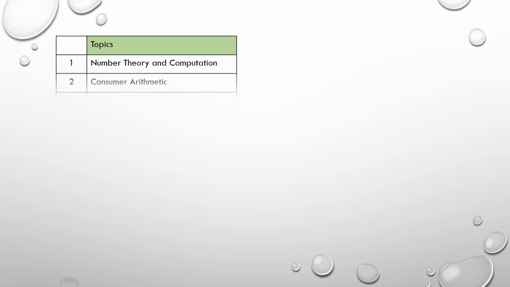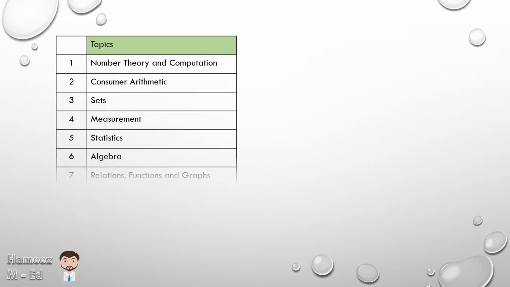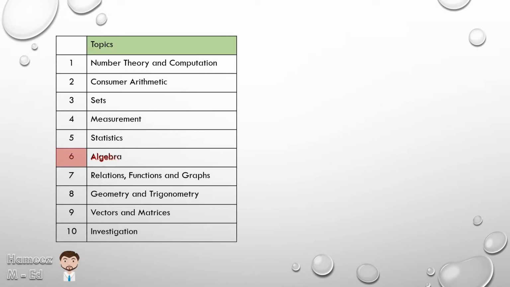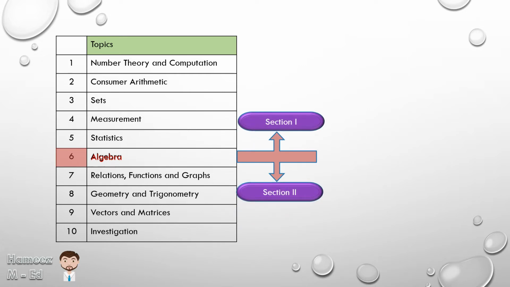Let's recall the 10 major topics in CSEC Mathematics, and this video deals with topic number 6, algebra. Algebra can be split into two parts: the algebra question that comes in section 1 and the one that comes in section 2. In this video, we'll be looking at the ones that come in section 1.